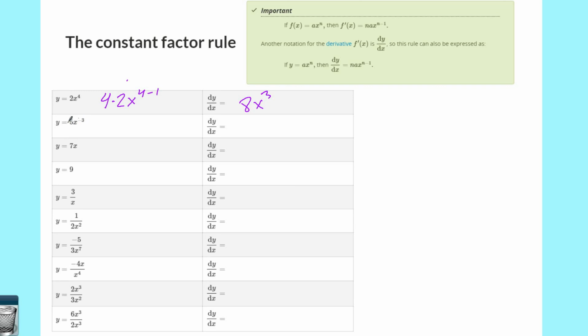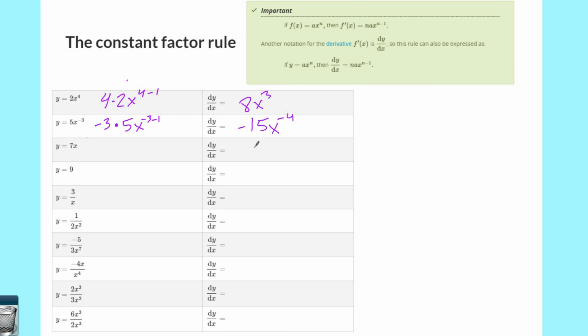Let's do it again. Put the exponent out front. Negative 3 times 5x to the negative 3 minus 1. So here we get negative 15. These through, and then I'm going to write out the answers. So I'm not going to work all these out.